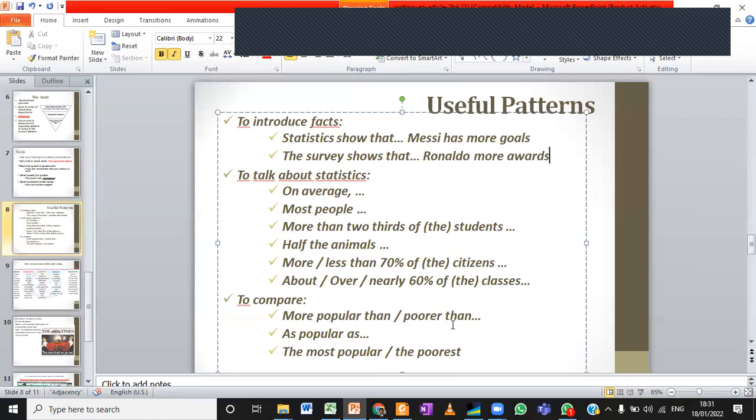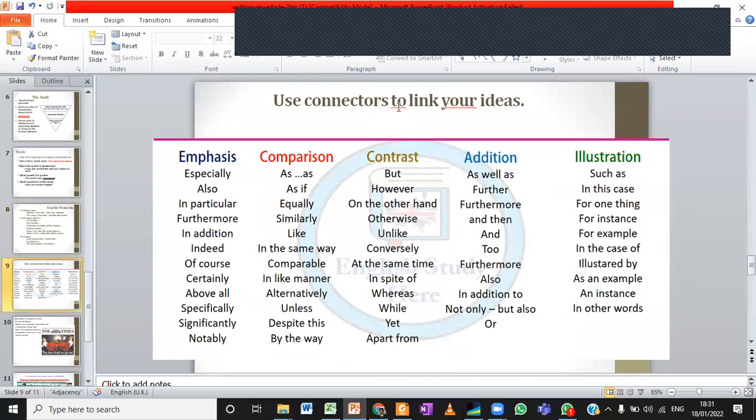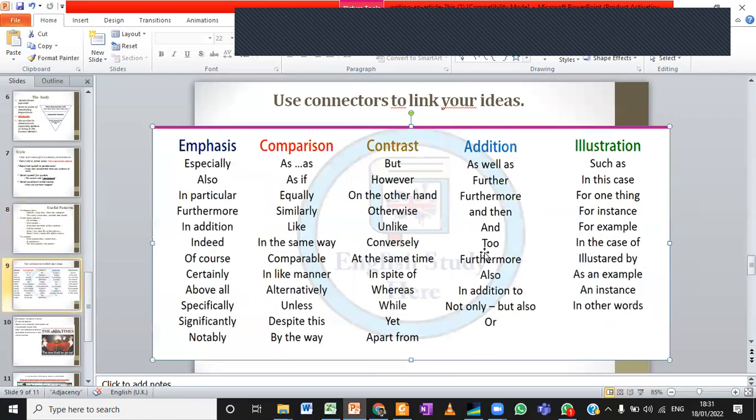Now, when you've gathered all these facts, how do you link them together? You use what we call connectors. Now, these are connectors. Also, furthermore, Messi has the most club goals in history, especially in Barcelona. Okay. However, Ronaldo, do you see it now? Can you see all the connectors here? Yes, sir. You use all those words to connect your ideas, bring them together to form just one single idea.